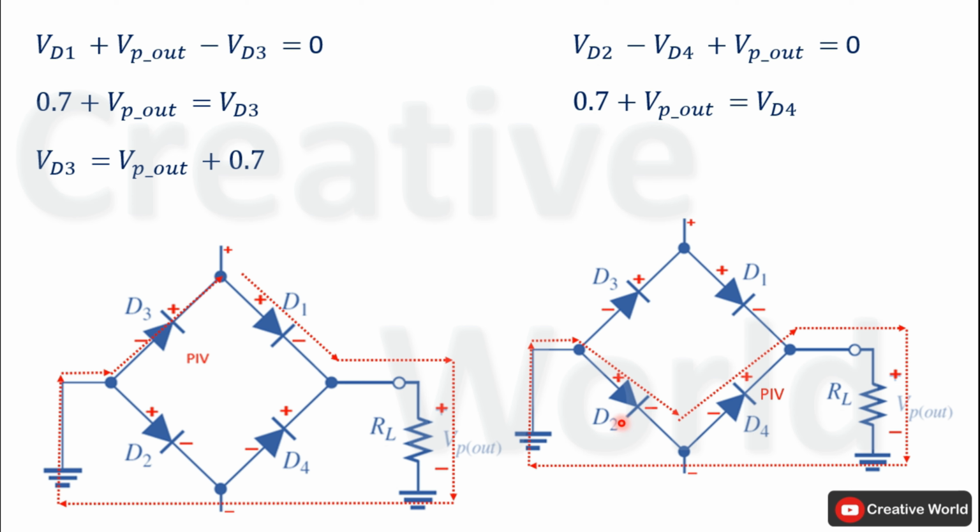Replace VD2 with its value. Diode D2 is in conducting mode and we are assuming it is a silicon diode. So potential barrier or forward voltage across this diode D2 will be equal to 0.7 volt. Rearrange this equation. Voltage across D4 that is in reverse bias direction, and actually this voltage is considered as peak inverse voltage, will be equal to V peak output voltage plus 0.7. You may see that in both cases, both diodes will be having same peak inverse voltage across them.